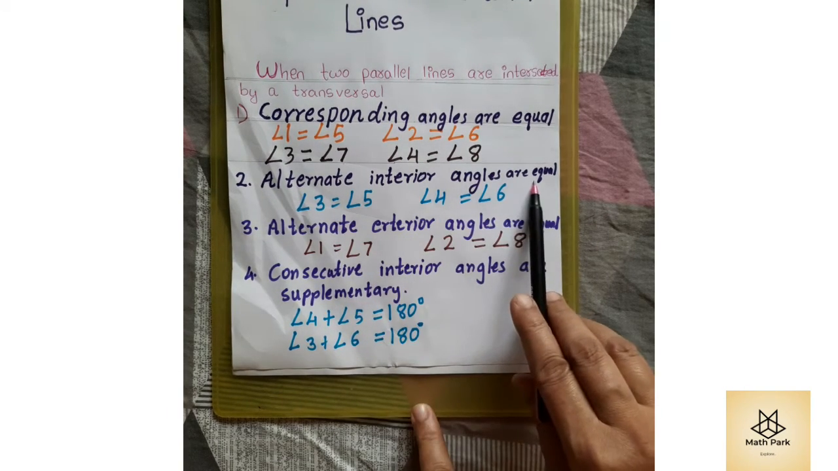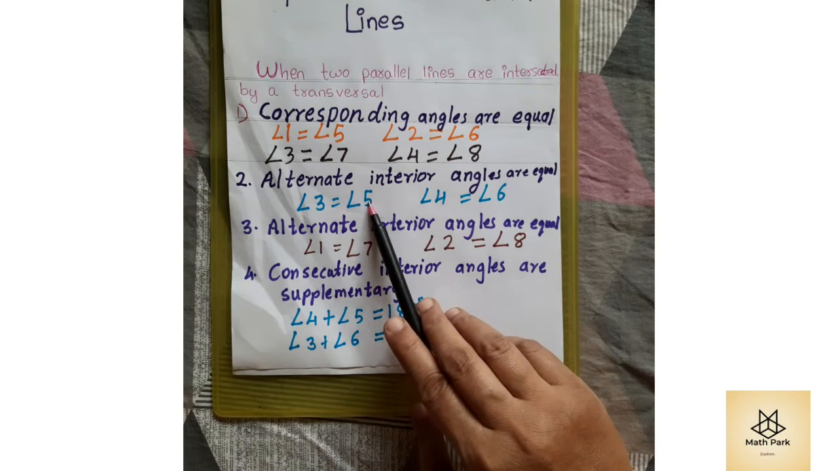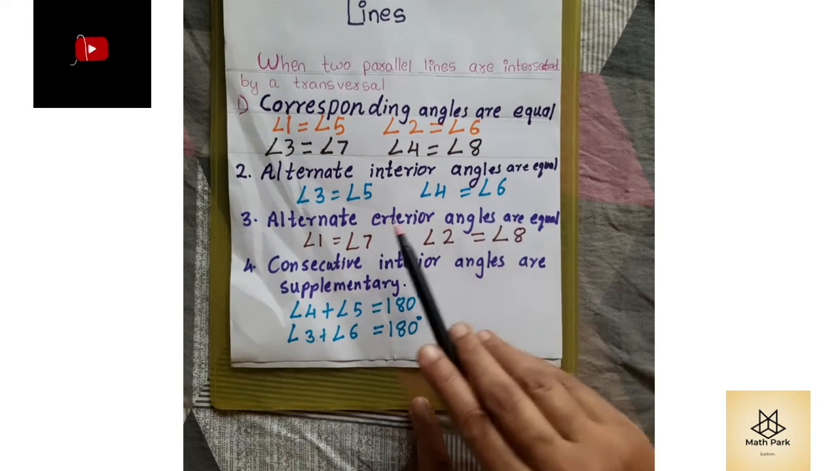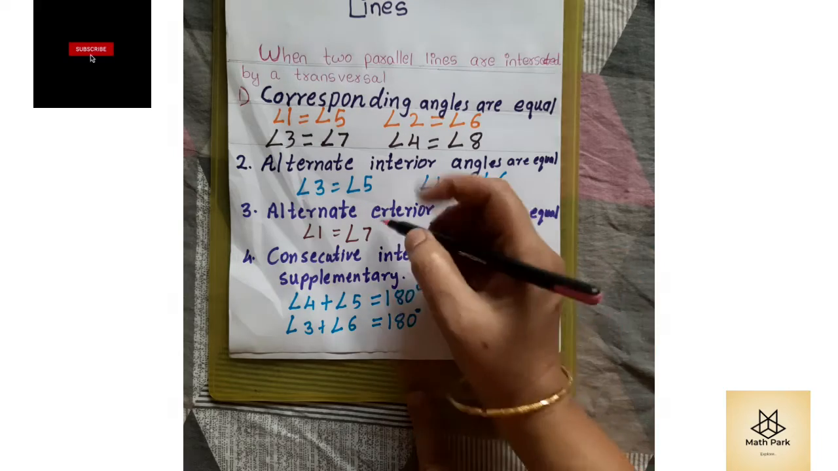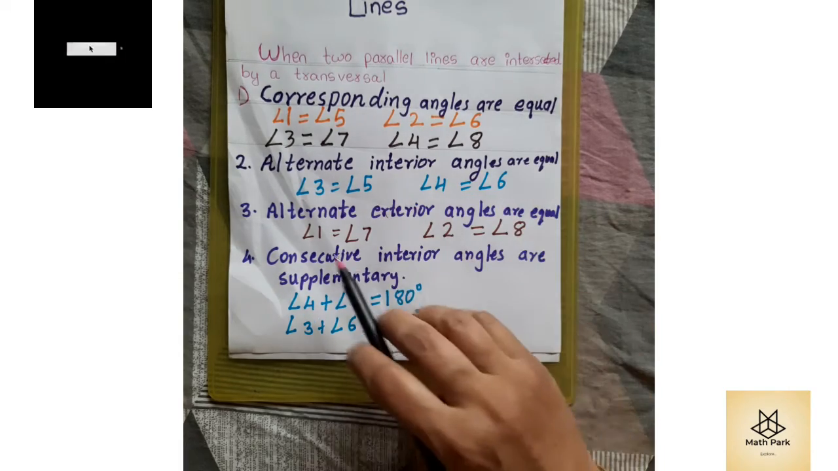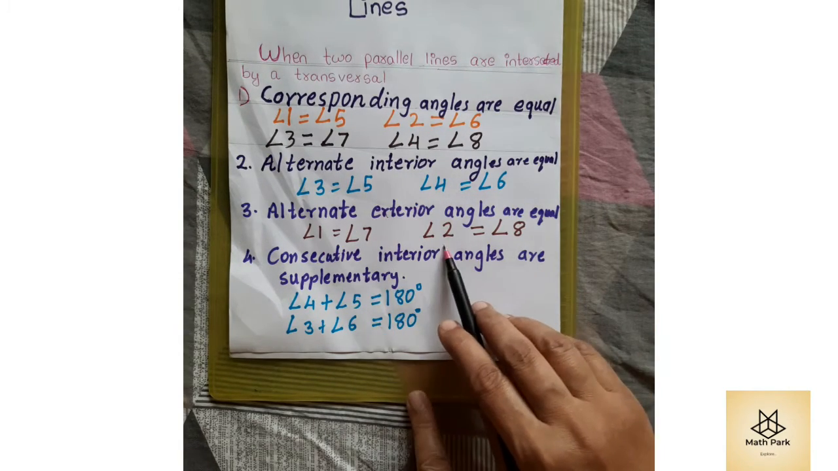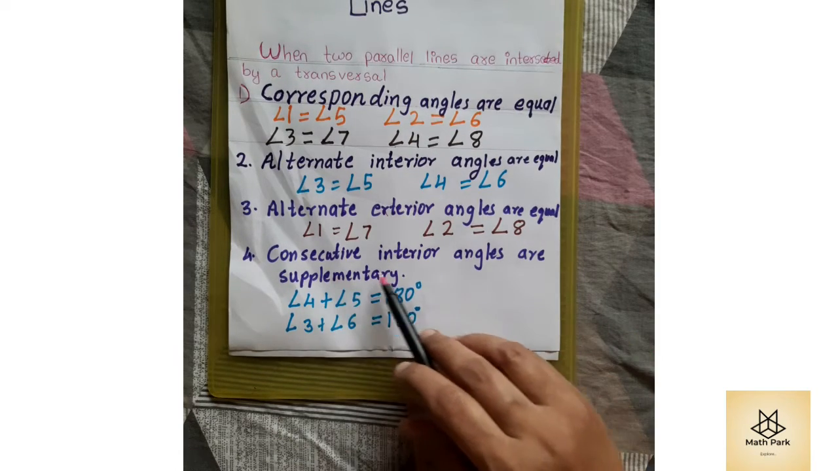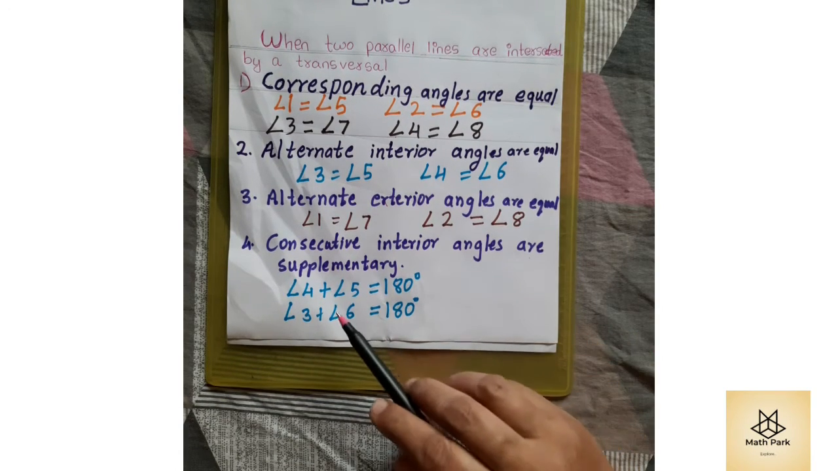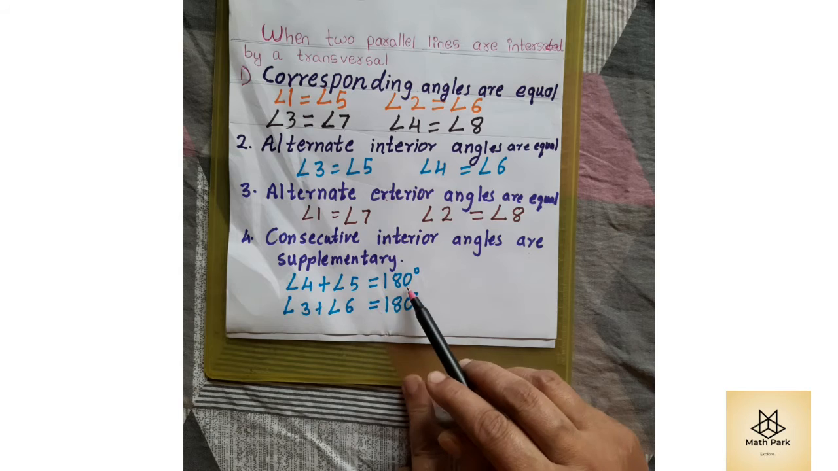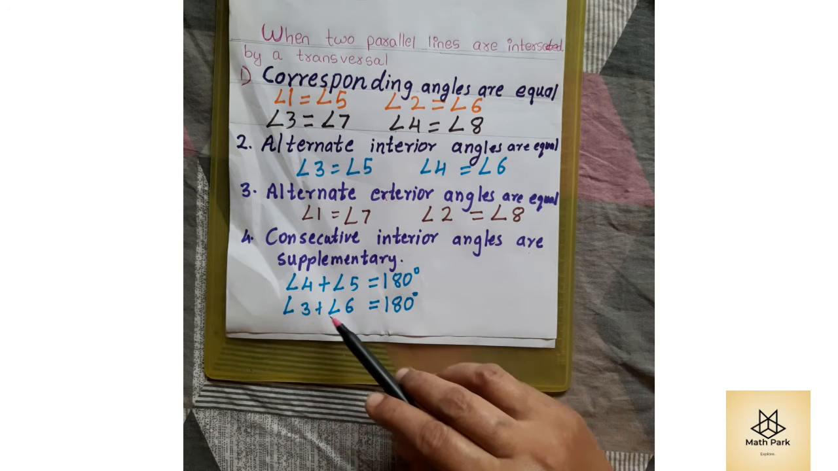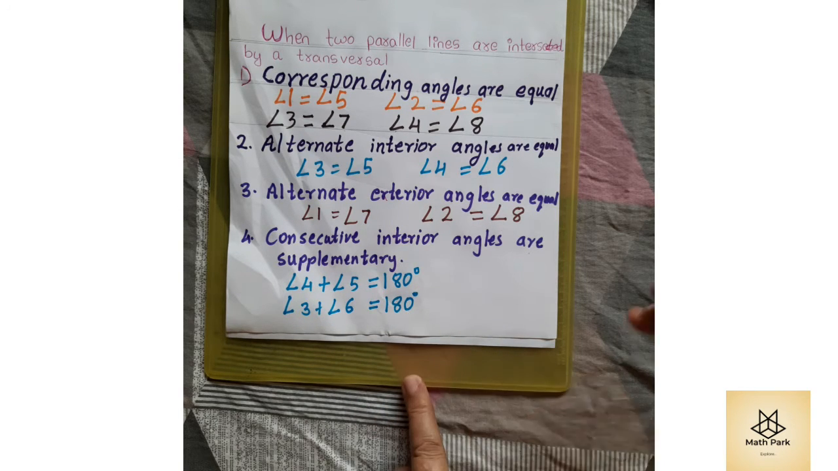Alternate interior angles are equal. We had angle 3 and angle 5 equal, angle 4 and angle 6 equal. Alternate exterior angles are equal. So we have angle 1 equal to angle 7 and angle 2 equal to angle 8. Consecutive interior angles are supplementary, that is angle 4 plus angle 5 add up to 180 degrees and angle 3 plus angle 6 add up to 180 degrees.